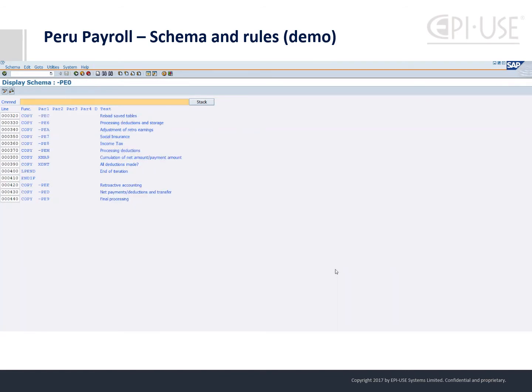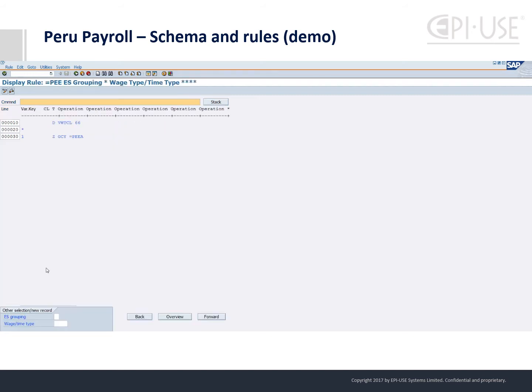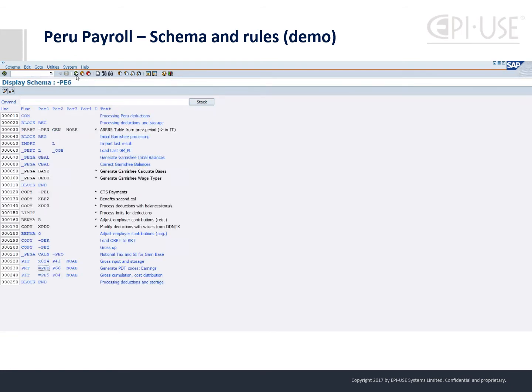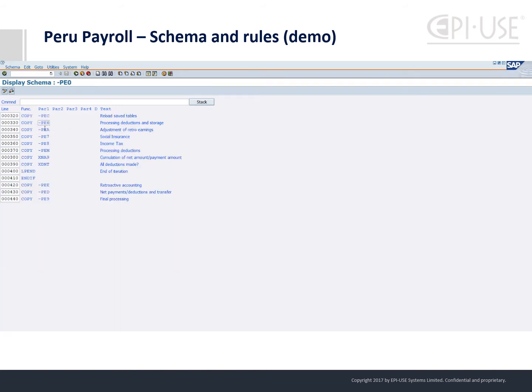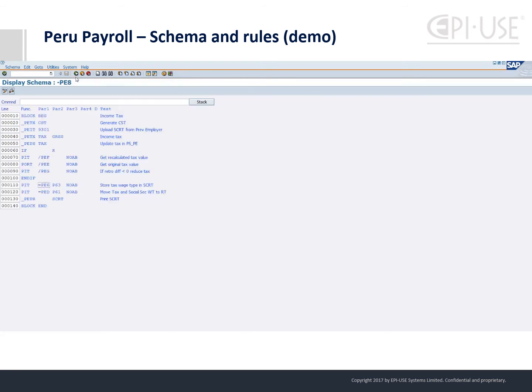If you page down, you will find more information: processing, deductions and storage. You will find, again, different functions, different rules. So it's just standard sub-functionality. There's a standard schema with sub-schemas. In there you will find different rules and different functions, and even in a rule you will find operations that are specific to Peru.